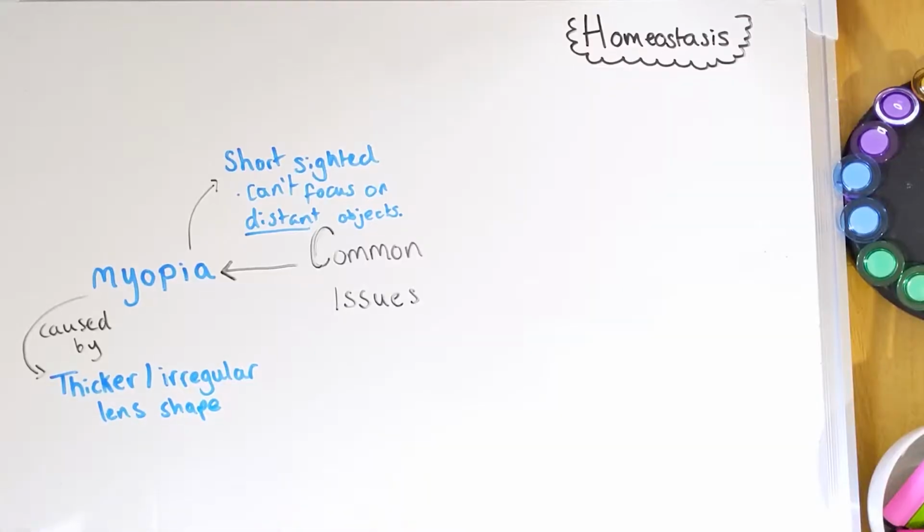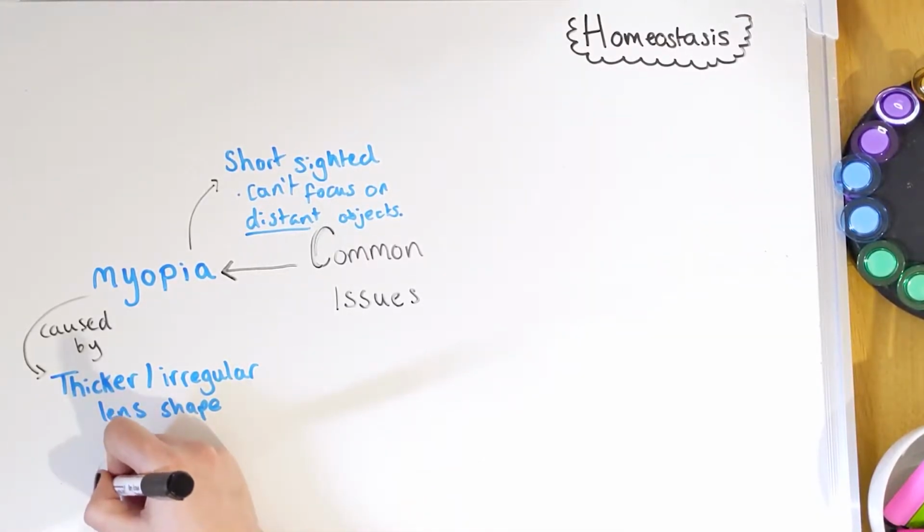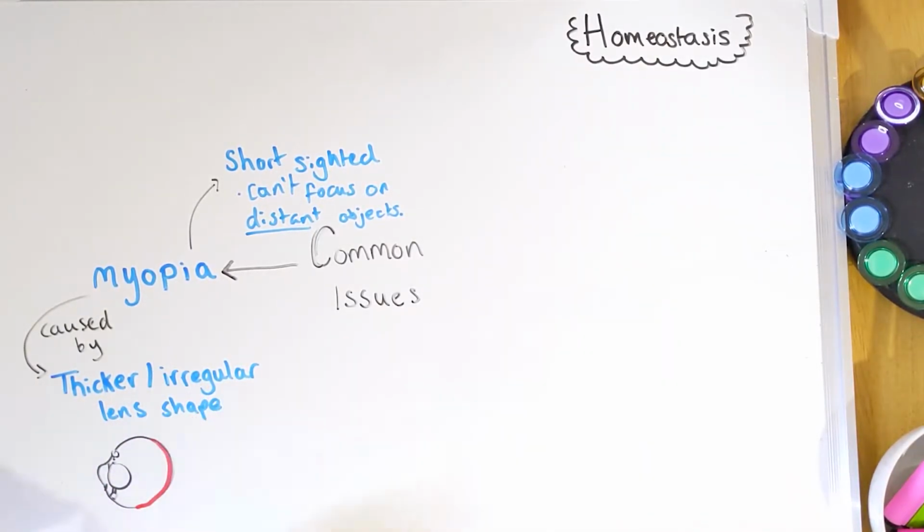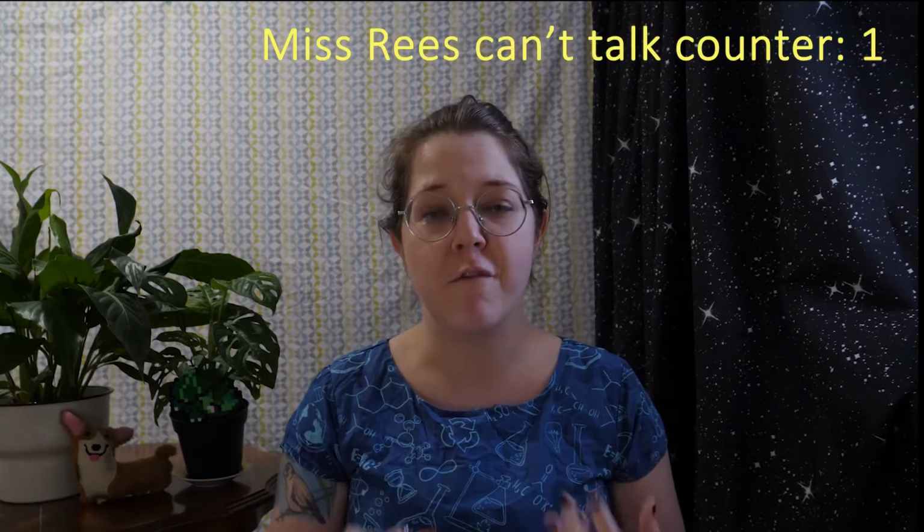The first one that can cause myopia, short-sightedness, is having a thicker or irregular shaped lens. If your lens is an irregular shape, what will happen is even when the lens is relaxed and you're trying to focus on something far away, the light is going to get refracted too greatly, so it won't focus sharply on the retina, which is what gives you your sharp vision.